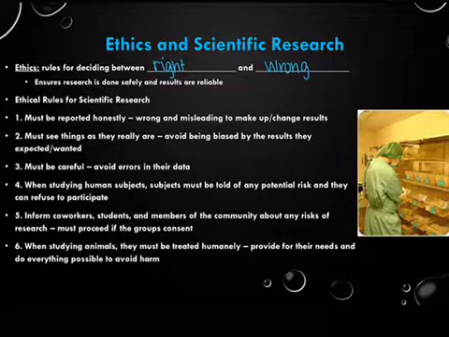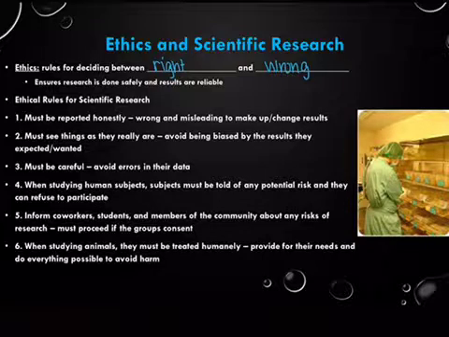They can't make up data. They can't make up conclusions that are not supported by their data. It is wrong and misleading to make up or change the results to make them seem correct, and that would also be unethical. You must see things as they really are. You need to avoid being biased by the results that you want or expected. So even if you get results that you didn't expect or that didn't fall in line with your hypothesis, you have to report what you really found, even if you're wrong. You have to work meticulously and carefully to avoid errors.